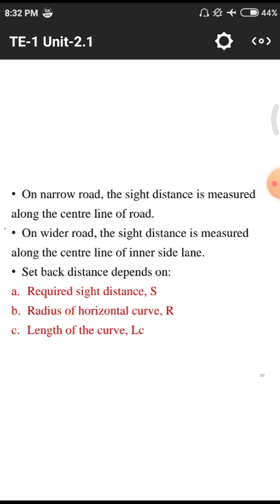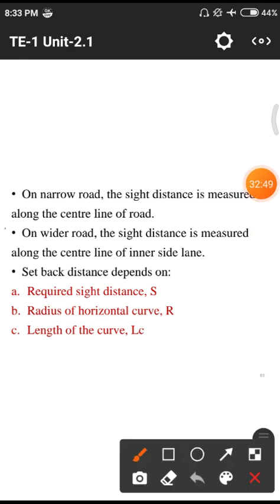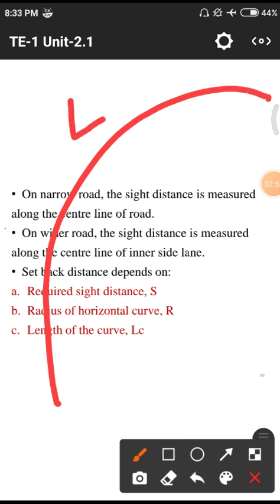depends upon these three conditions. First is the required side distance, that is S. Next is the radius of the horizontal curve. Next is the length of the curve. Radius means from the center point, what is the radius of the curve. Length of the curve means the total length of the curve. Those things we also explained with this diagram. This is the total length of the curve.